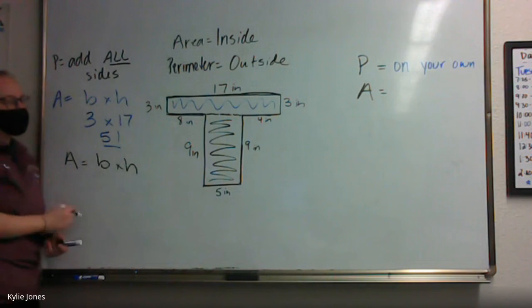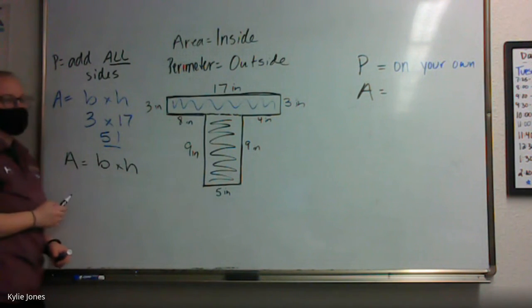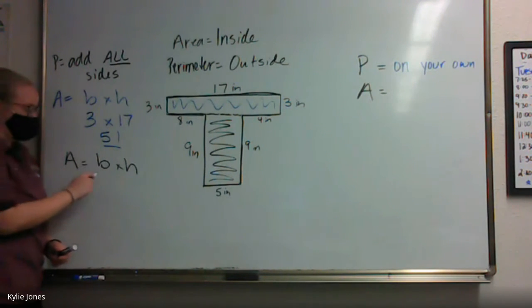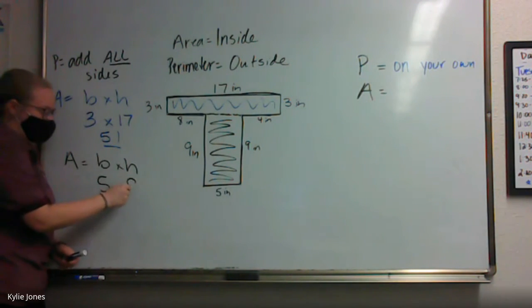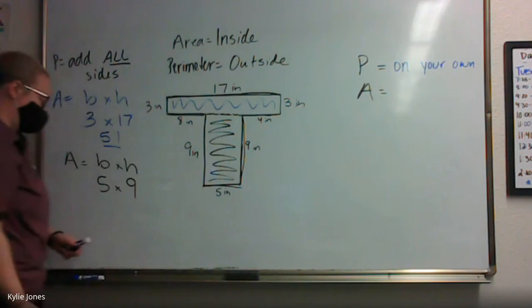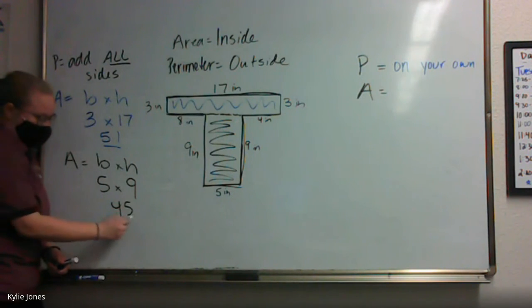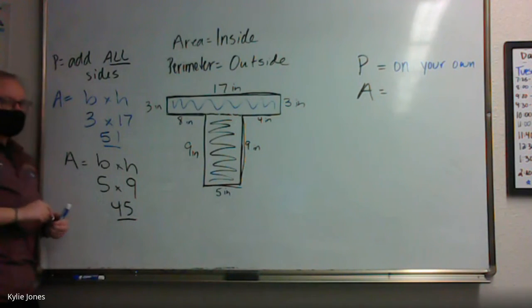Now the black shape, what's the base and my height? 5 and 9. 5 times 9. The bottom is 5, that's your base. The height is 9, all the way up. What is 5 times 9? 45. Okay, 45.